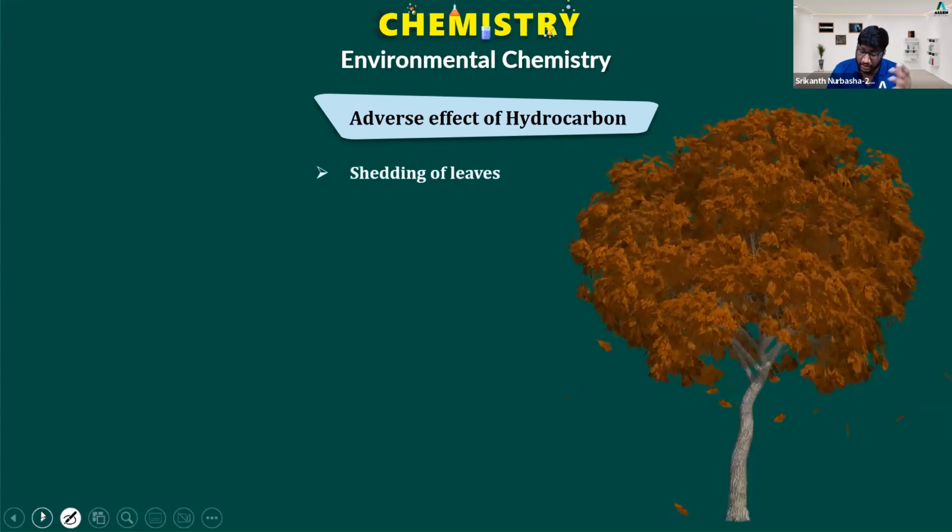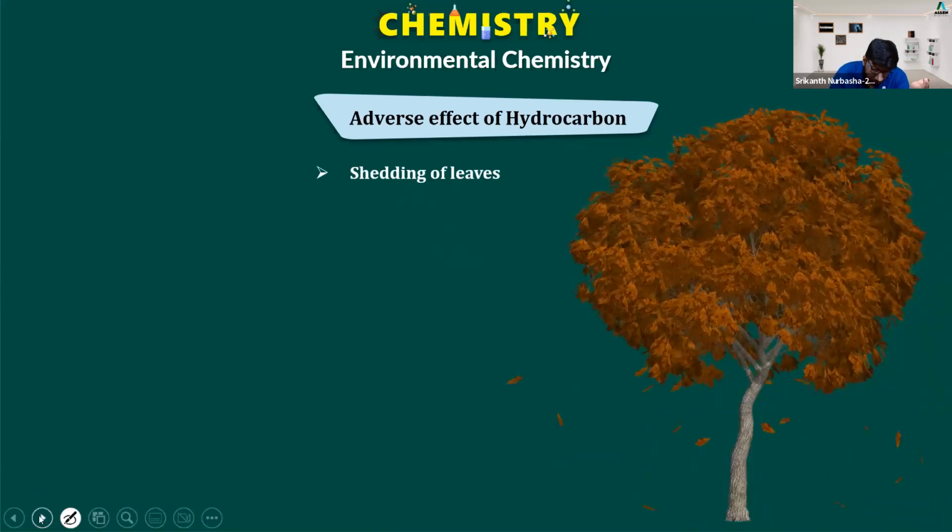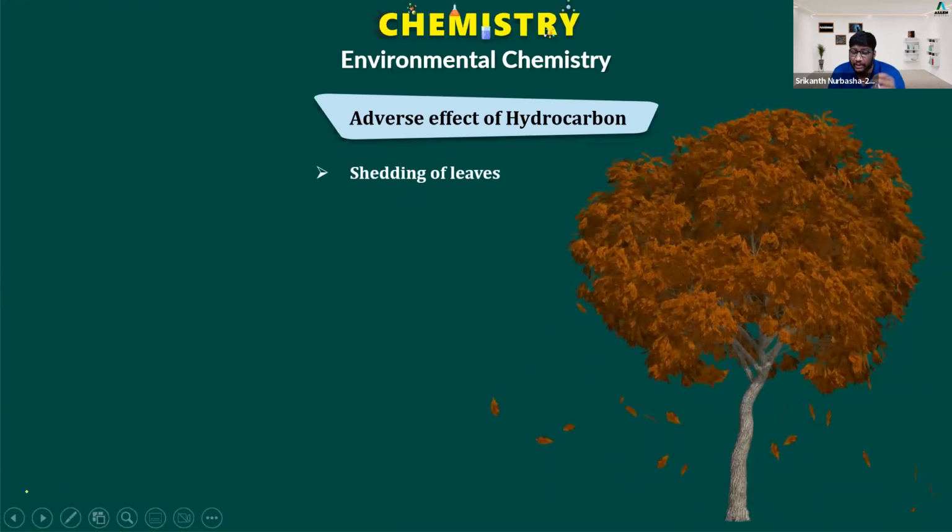Shedding of leaves: the plants will be damaged and leaves fall down. These are the adverse effects of hydrocarbons. And how are they prepared? They are not prepared, how are they obtained? In the incomplete combustion of fuels, hydrocarbons can be produced as pollutants.